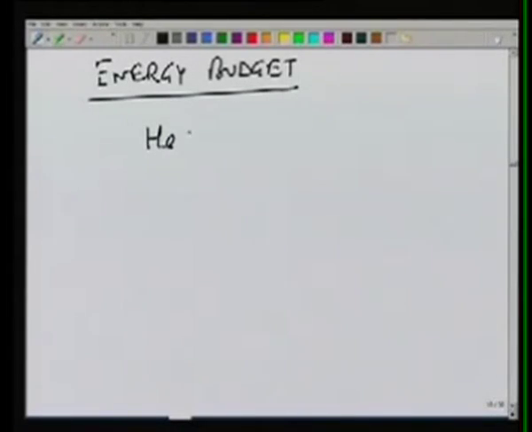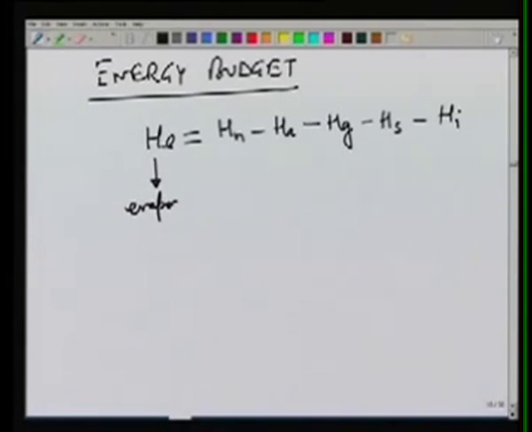So if you look at various components, we can write the heat energy which is used for evaporation as Hn minus Ha minus Hg minus Hs minus Hi. This is the heat energy used for evaporation. So all of these H are energy, which is really heat energy.